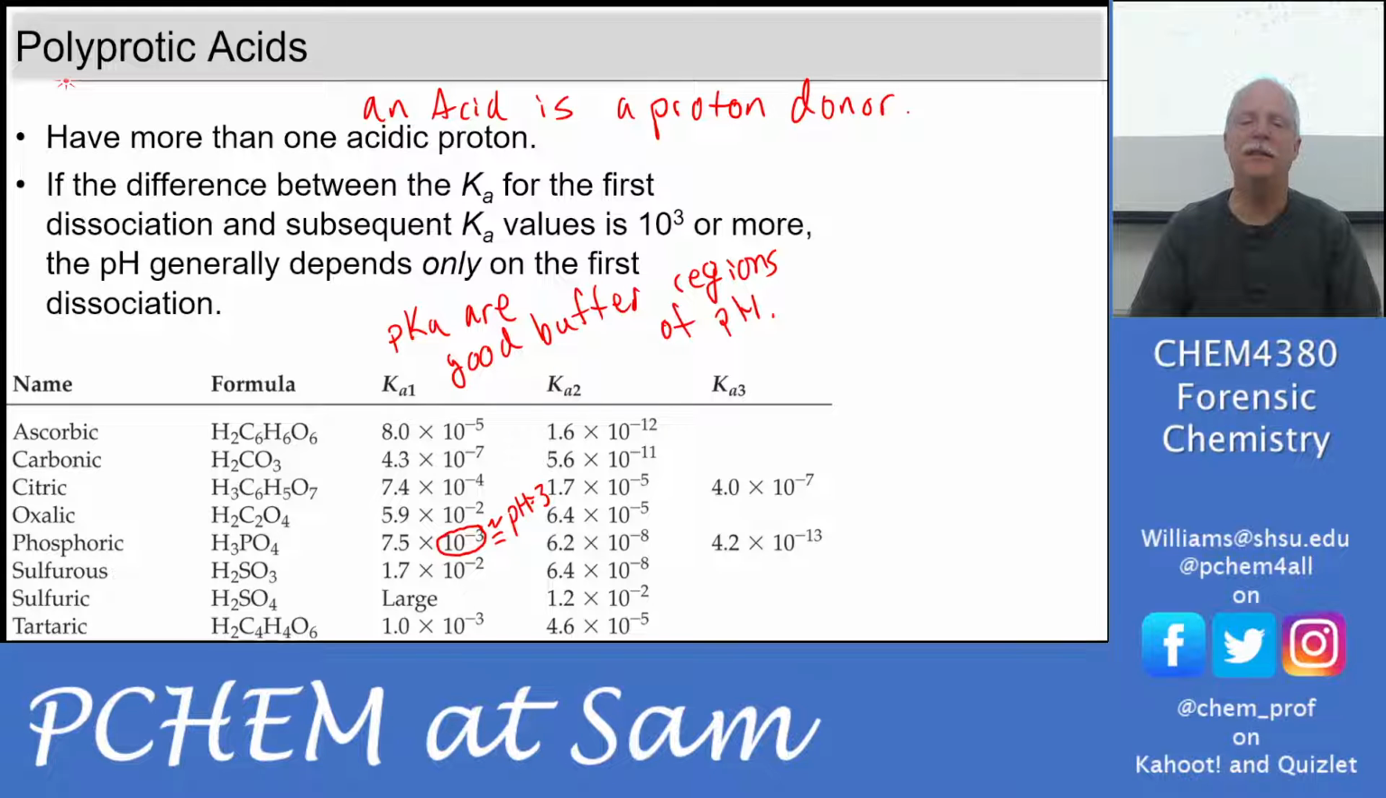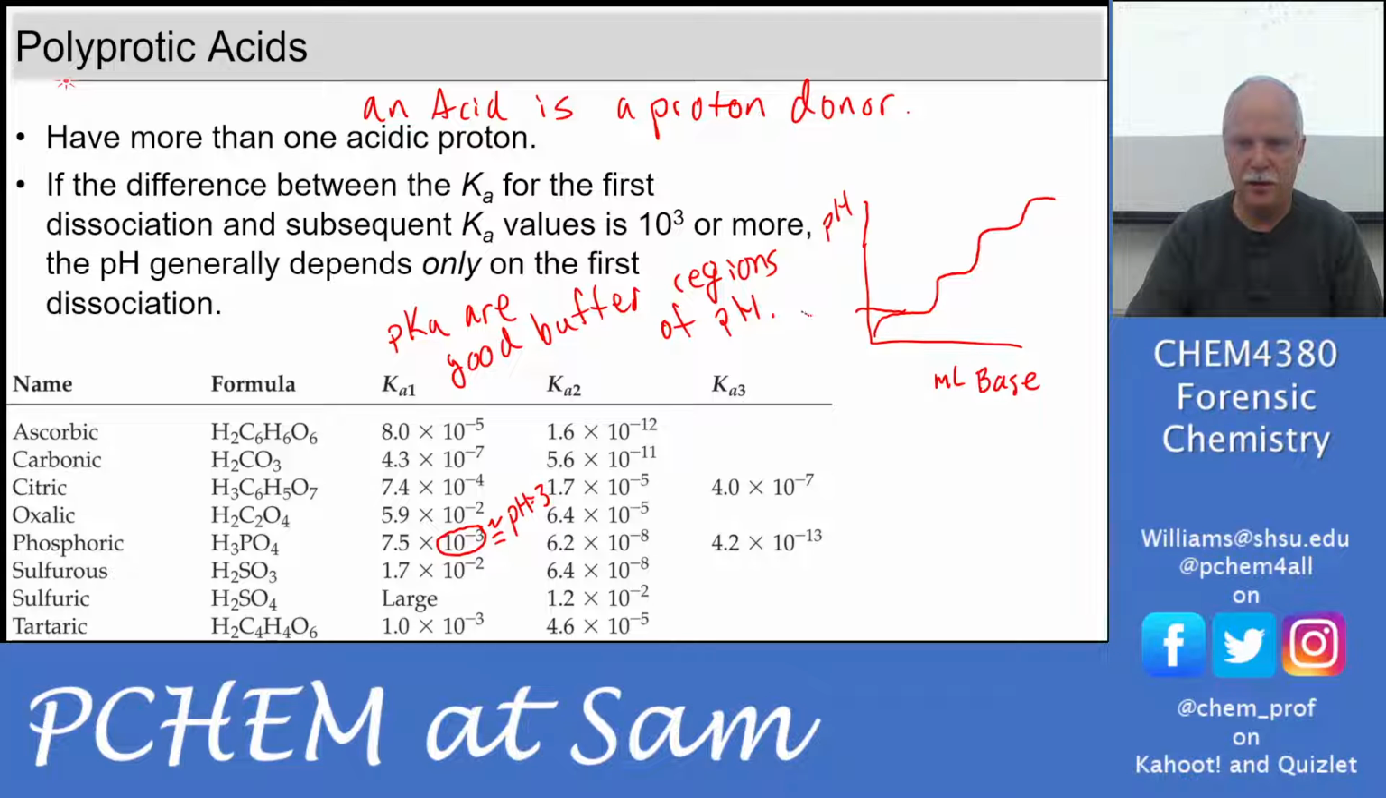And the pKa's in these acid curves, if you were to titrate this acid, it would come along here and do this. So this would be phosphoric acid. Okay. pH and mils of base. And this is going to be pKa1, pKa2, etc. Okay? These flat regions.